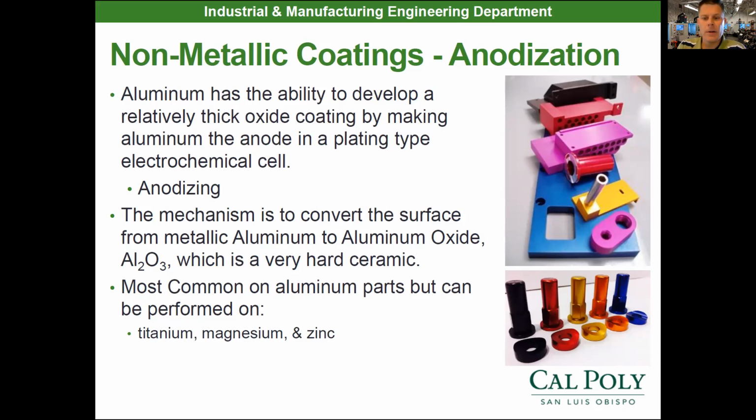You can kind of see some parts right there. And what's going to happen is I'm creating an aluminum oxide layer on that surface, which is a very hard ceramic. So I'm creating a ceramic layer on the surface of my aluminum through a process called anodization. Now, most common on aluminum, but you can anodize titanium, magnesium, and zinc parts as well. But realize it's primarily done on aluminum.